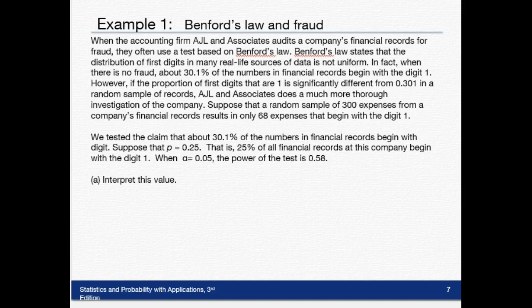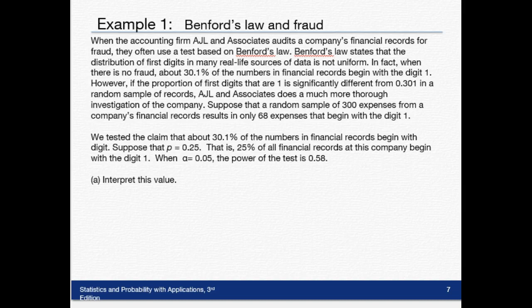When the accounting firm AJL and Associates audits a company's financial records for fraud, they often use a test based on Benford's law. Benford's law states that the distribution of the first digits in many real-life sources of data is not uniform. In fact, when there's no fraud, only about 30.1% of the numbers in financial records begin with the digit 1. However, if the proportion of first digits that are 1 is significantly different from 0.301 in a random sample of records, then the company does a much more thorough investigation, or audit, basically.